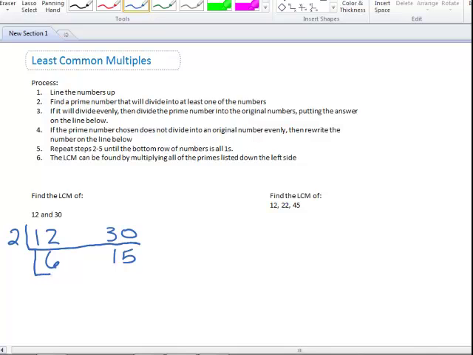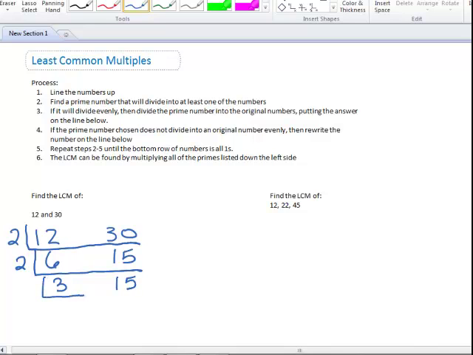And I'm going to pick another prime number. Now I'm looking at 6 and 15. I'm going to pick 2. 2 goes into 6 3 times, but 2 does not go into 15 evenly. So because 2 does not go into 15 evenly, then I'm going to write 15 down here. I'm just going to carry it down.